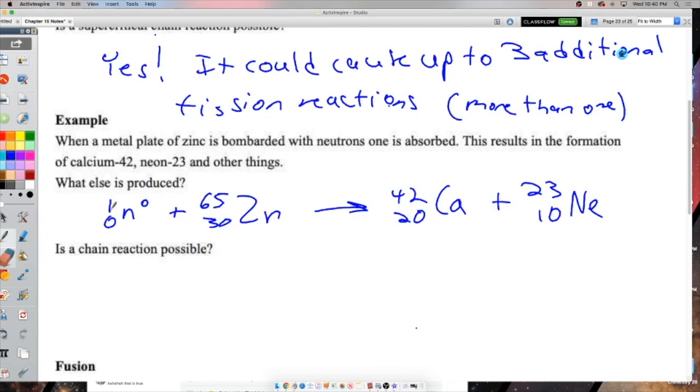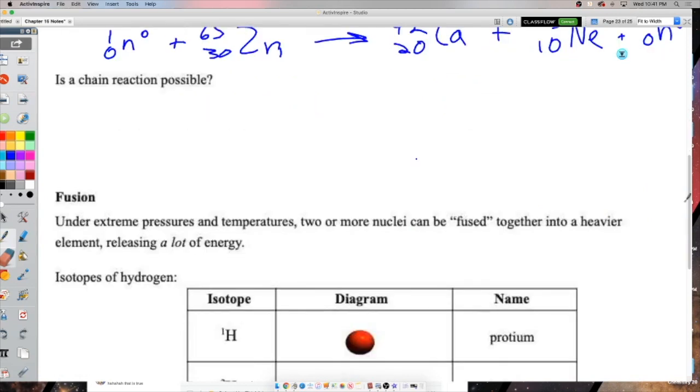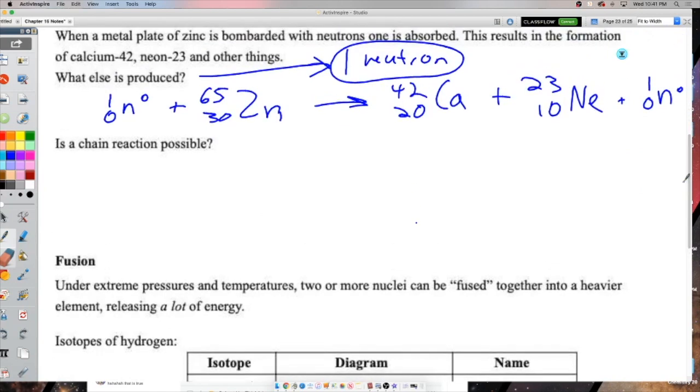Well, we have 66 nucleons, and here we have 65 nucleons. Okay, so whatever's missing is only 1 nucleon. Charge, we have 30 positive charges here. We have 30 positive charges here, so this thing must not have a charge. What is 1 nucleon with no charge? Well, that's basically the definition of a neutron, right? A nucleon with no charge. So what else is produced? 1 neutron.